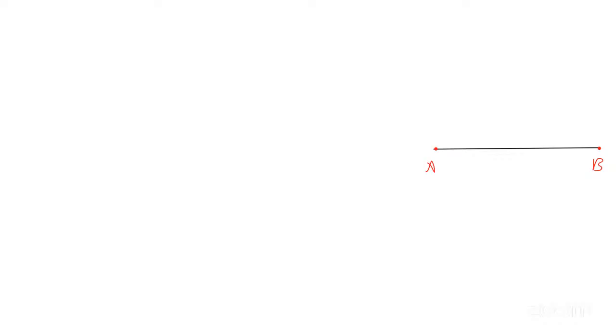Ma'am, you said we were going to make a 30-degree angle. We will make 30 using 60. This is known as bisecting. We will bisect. How will we bisect?